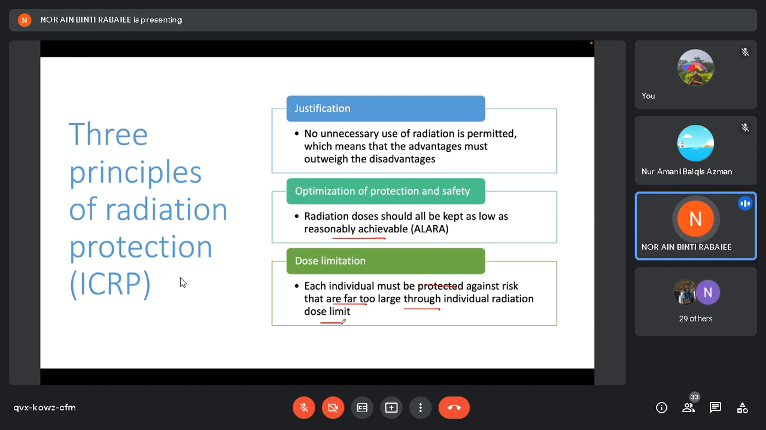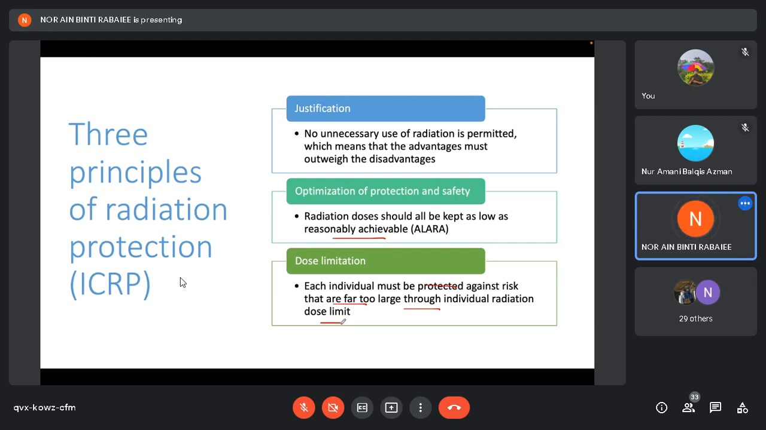For example, for radiation workers. Who is a radiation worker? A radiation worker is a person whose work, by its nature, involves radiation, for example a radiologist or X-ray radiographer, and also maybe therapists. The nature of their work is dealing with radiation. So radiation workers have their own dose limitation, and the public also has its own dose limitation.